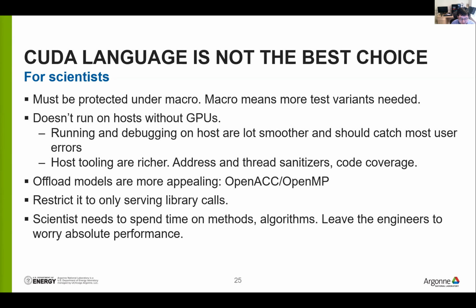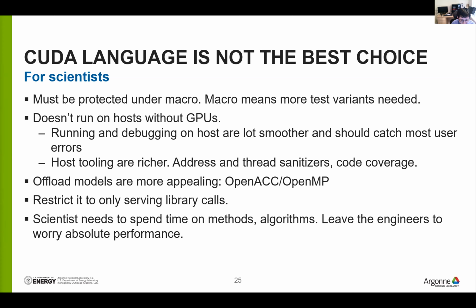Also, CUDA C or Fortran language for writing kernels is not the optimal choice for scientists. They have to be protected under macros. They add a lot of test burden. It doesn't run on a host without GPU. Running and debugging on the host usually is a lot smoother and catches most user errors. And host-side tooling is much better. We have address and thread sanitizers. We can run code coverage. So for me, offload models are more appealing. OpenACC or OpenMP, both are in this category.